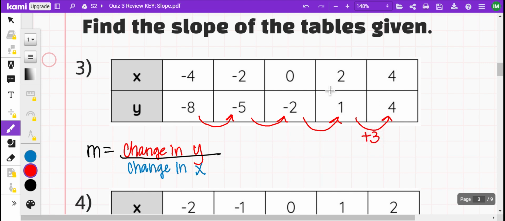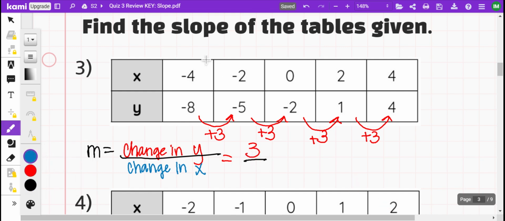So let's check if it's the same all the way around. -8 plus 3 is -5. -5 plus 3 is -2. And -2 plus 3 is +1. So in this case, our change is a +3.